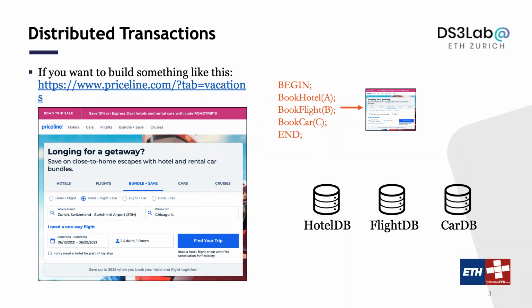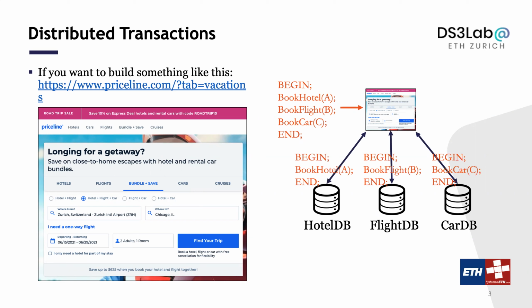Then your coordinator is going to talk to the hotel database, saying, I want to book this hotel. You talk to the flight database, and then you talk to the car database. For each of these three, from the hotel database's point of view, you are having one transaction just for the hotel database. So what is the problem here, if you are building such a service?